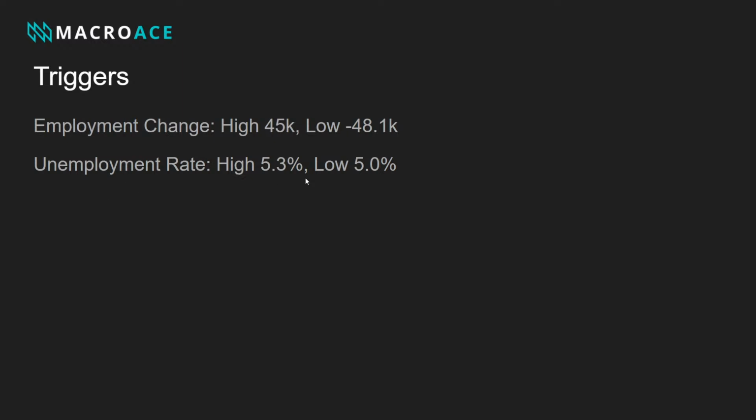And then the unemployment rate forecast has a high estimate of 5.3% with a low of 5%. Bearing in mind that the current Canadian unemployment forecast is for 5.1%, the median estimate, with a prior of 5.1%. So it's expected to remain unchanged, but you have here the high estimate of 5.3% and a low of 5%.